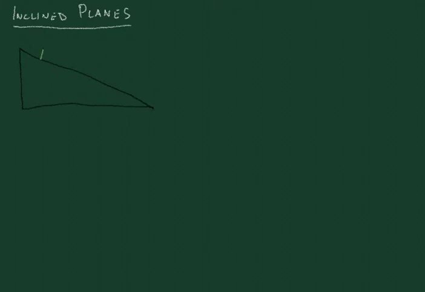So the basic problem is we have a block, and it's sitting on a plane, and the plane makes some angle theta with the horizontal, and we want to find the acceleration of the block down the plane. Okay, so if we do that, we'll look at the forces on the block. We know that we have gravity going down. We know that we have a normal force perpendicular to the plane and perpendicular to where the block meets the plane.